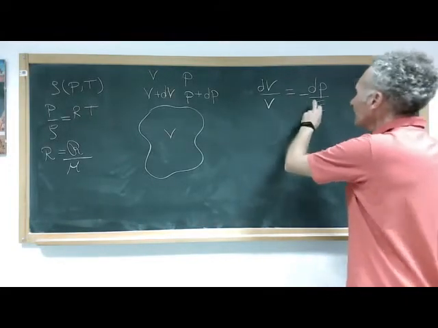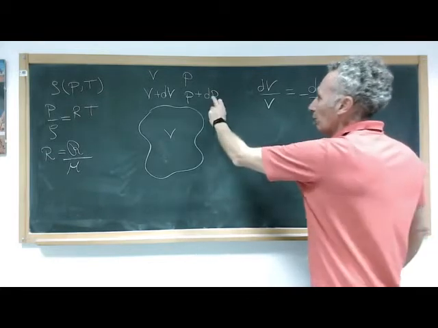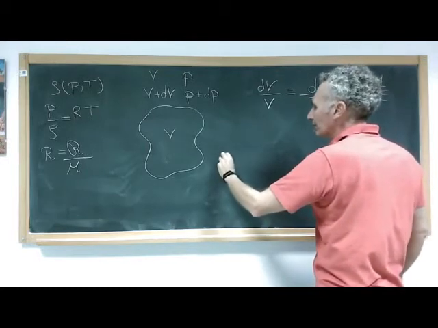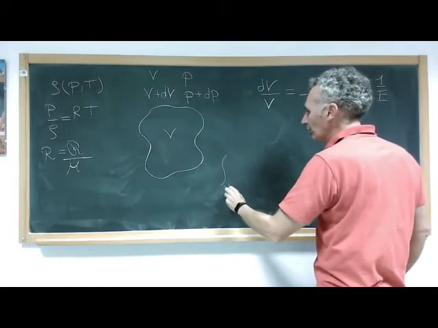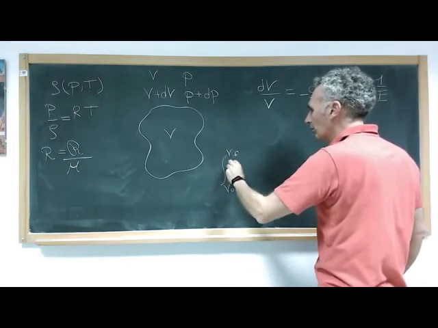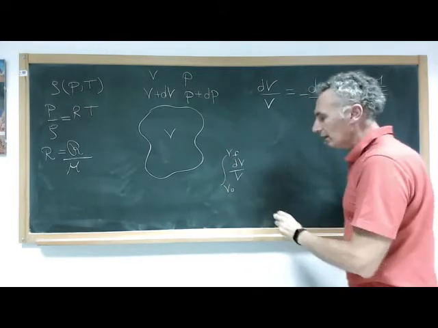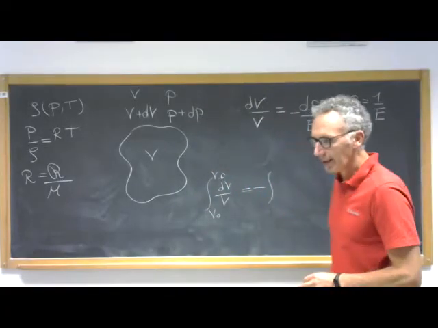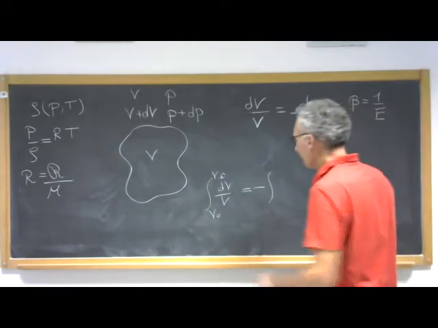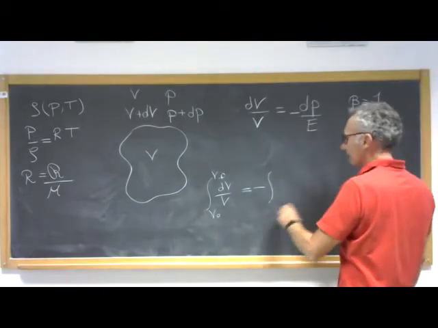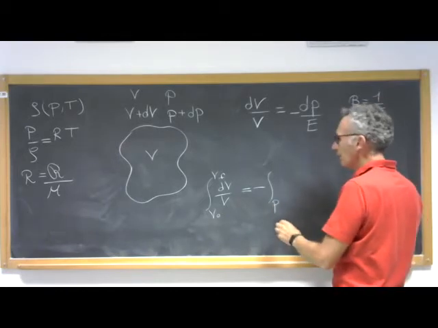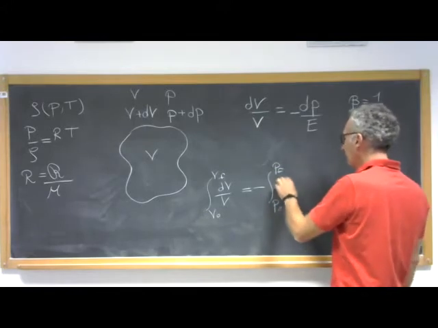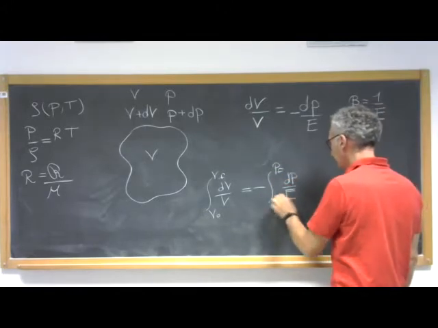And this can be done quite easily because if we make these variations finite, what we can write is that the integral between initial volume and final volume of dV by V must be equal to minus the integral between initial pressure and final pressure of dP by E. Very good.